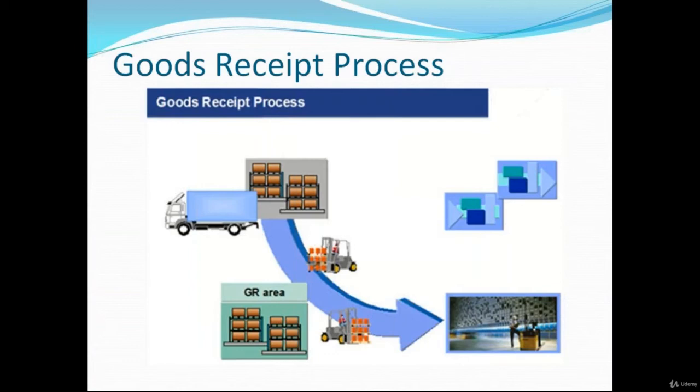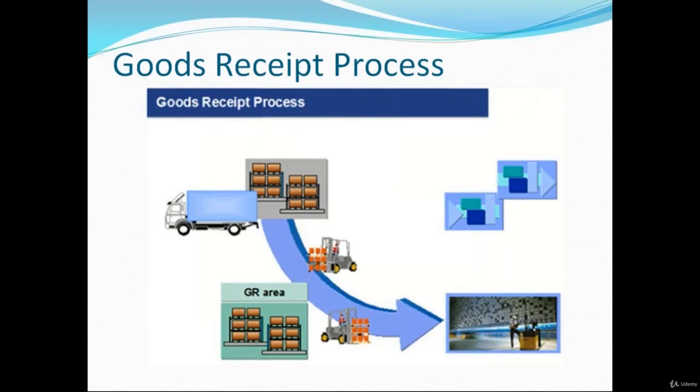So in the physical process, the good receipt happens using the truck, and the goods are stored in the good receiving area, which is shown as the GR area. This is nothing but the interim area for good receipt. So the interim area basically links the IM with the WM. So once the material reaches the good receipt area, there the IM process ends.